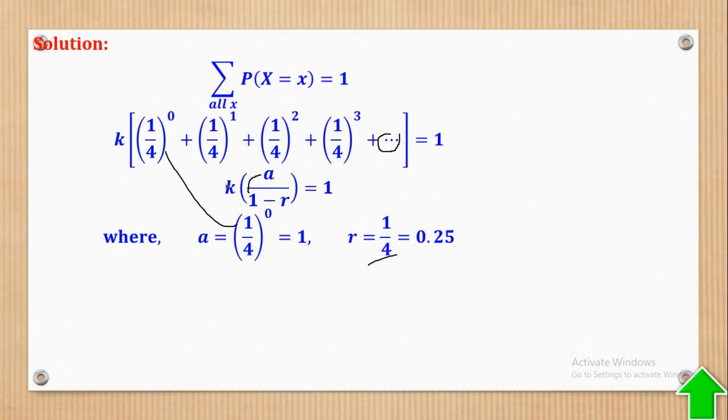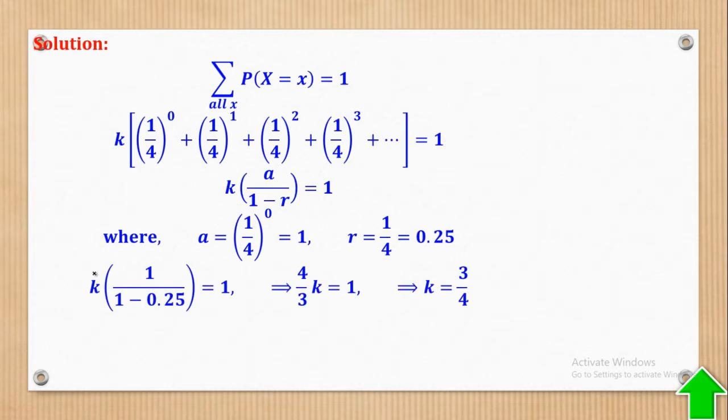Now this k is still there because it was outside the bracket. We are equating to 1 because of that 1. So we are going to substitute for a and r, and we remain with k as the only unknown. Therefore, when I simplify, I come up with this, and therefore the value of k is 3 over 4.